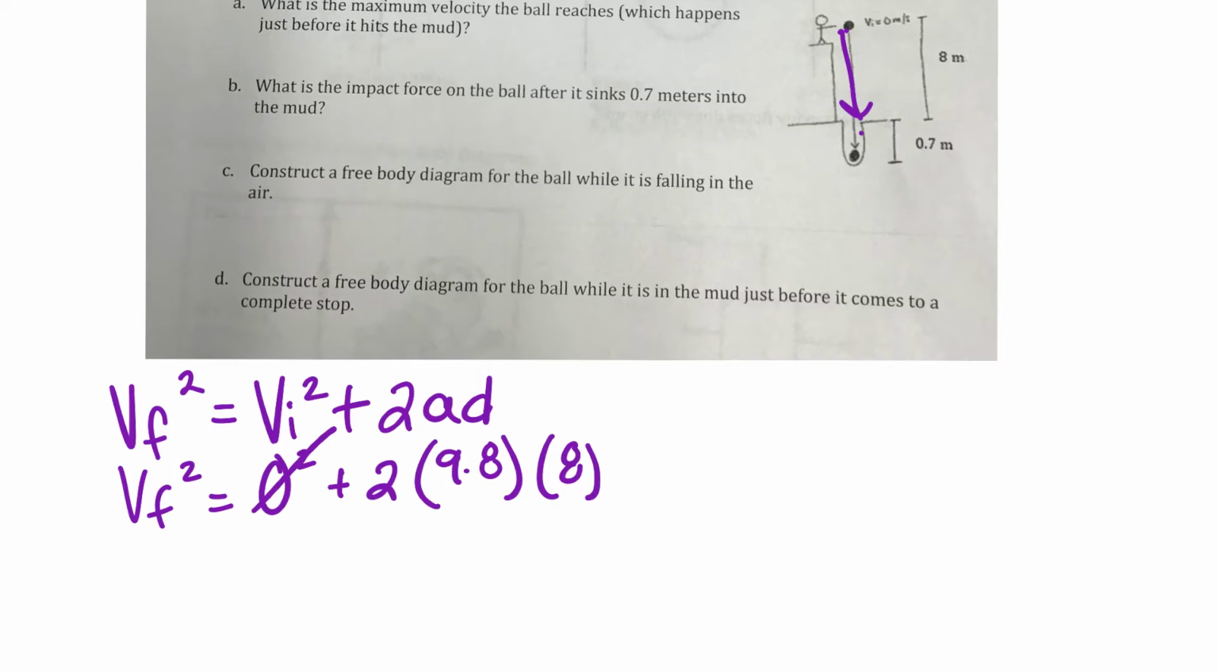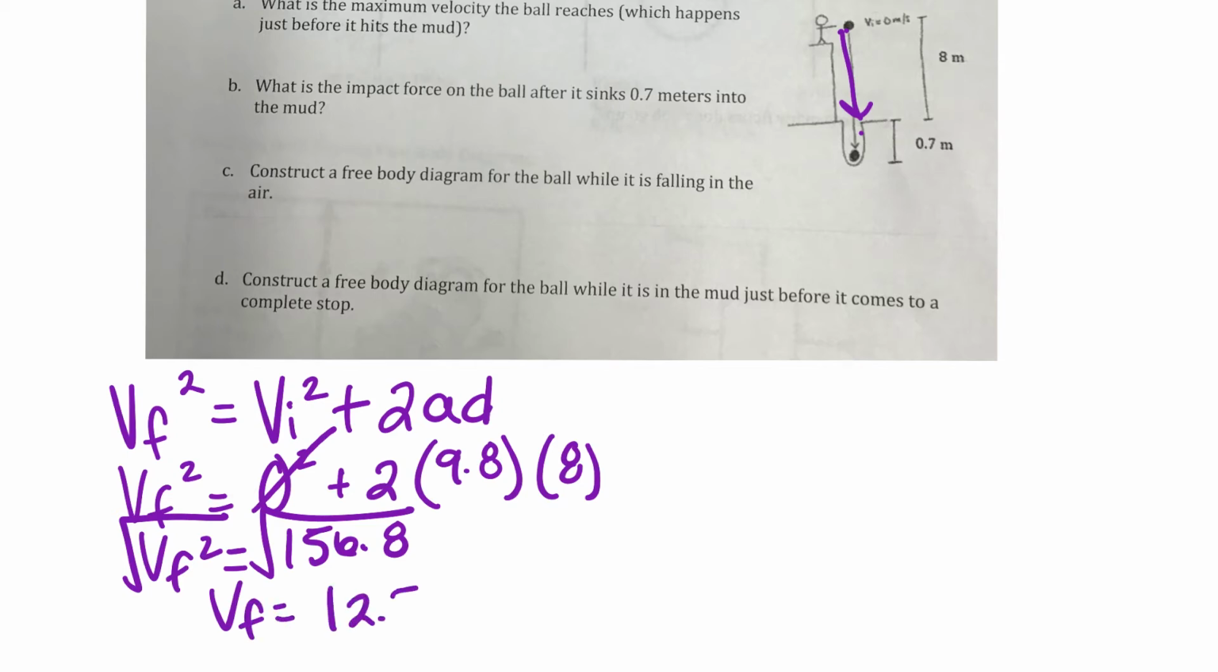So back to this, 2 times 9.8 times 8, we're going to multiply that. We get 156.8 when we do that, and that equals VF squared. Now, we don't want to stop there. We want just VF because that's the final velocity, or in this case, the max velocity the ball reaches. So we're going to square root that, and we get a final velocity of 12.52 meters per second. And that's the maximum speed this ball is going to reach, because right after it hits that, it starts hitting the mud, and the mud is slowing it down. So that is our answer for A.